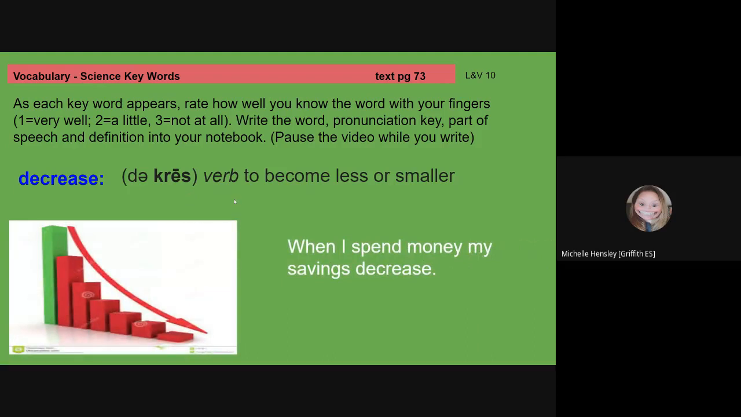Here's your sample. When I spend money, my savings decrease, right? When I spend money, the amount of money I have saved gets smaller or becomes less. Decrease. Okay? If you need more time for decrease, go ahead and pause the video here. We'll move on to the next word.